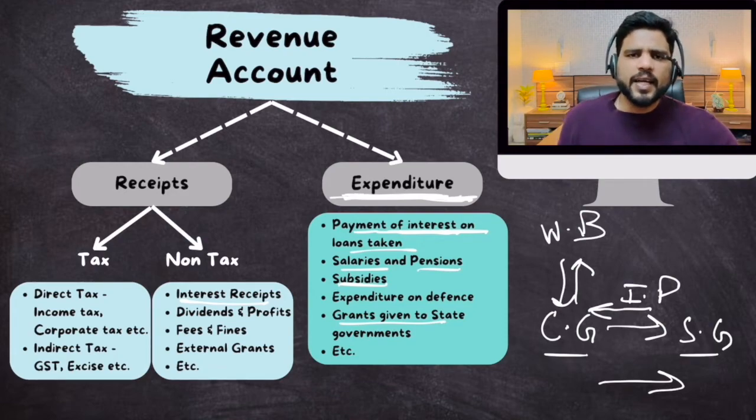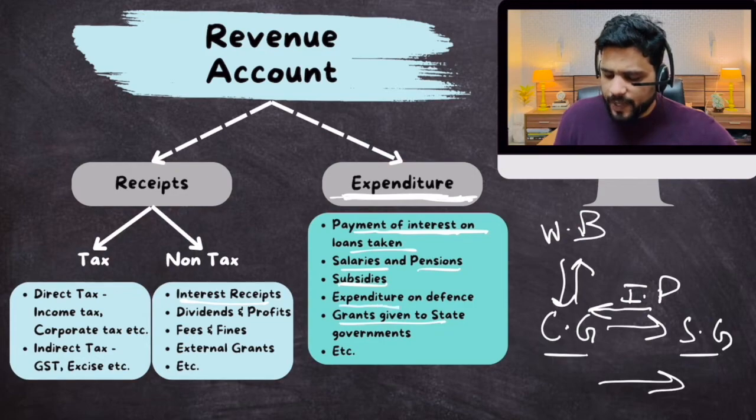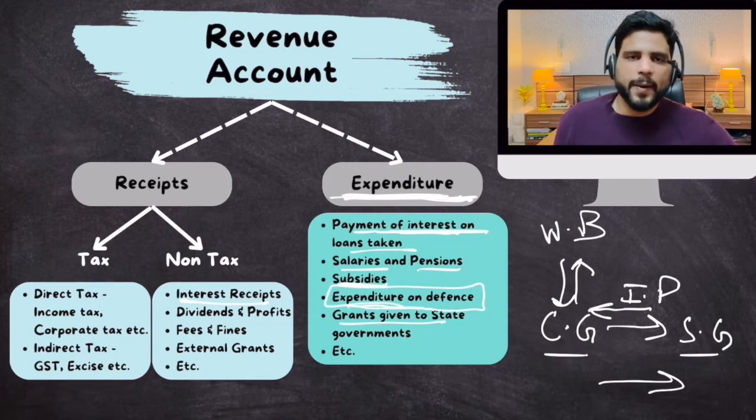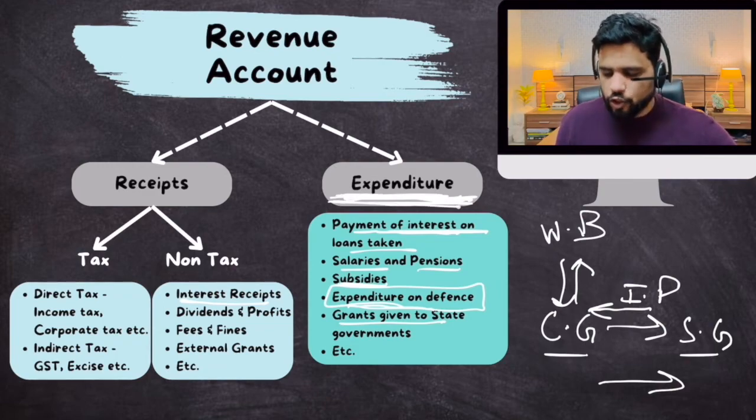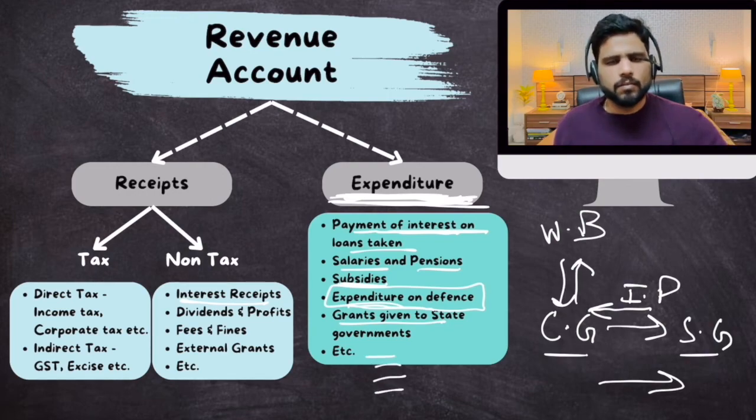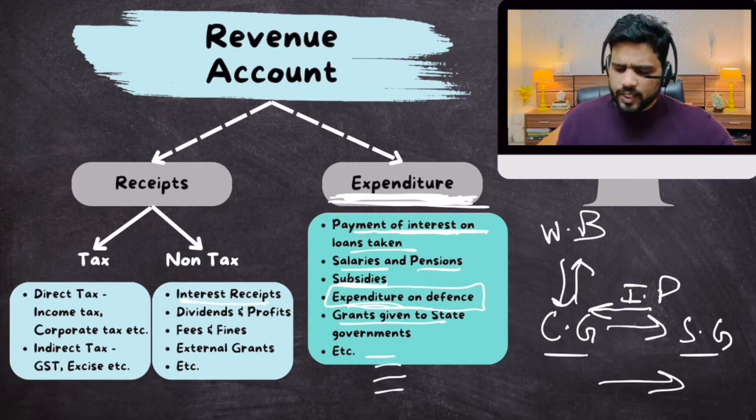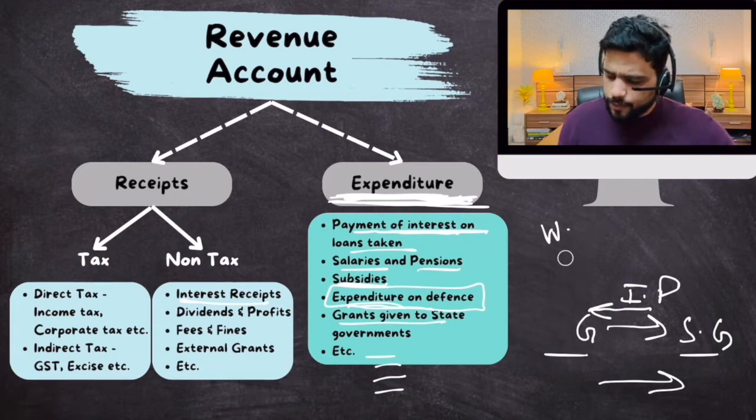And the government spends on defense all the time. Expenditure on defense, for example rations, subsidies, salaries of defense employees, all this expenditure on defense is part of revenue expenditure. And many more like that. Clear? Very simple. So this is revenue expenditure.